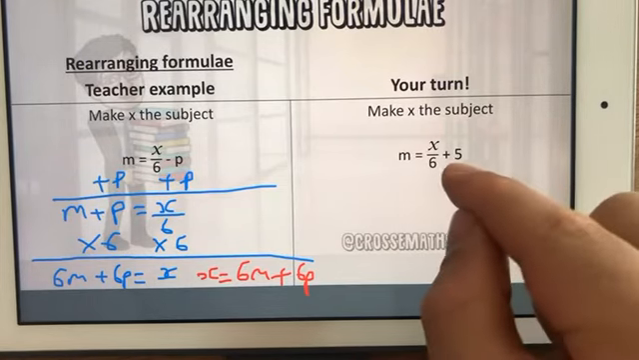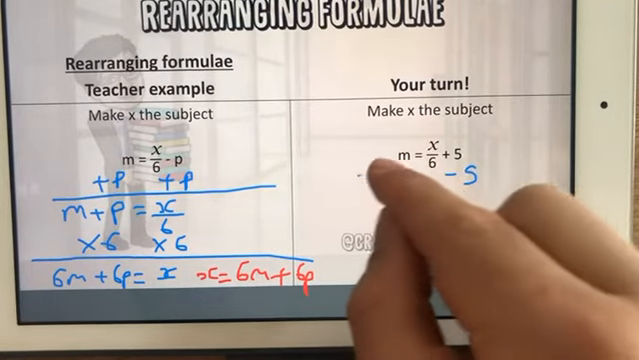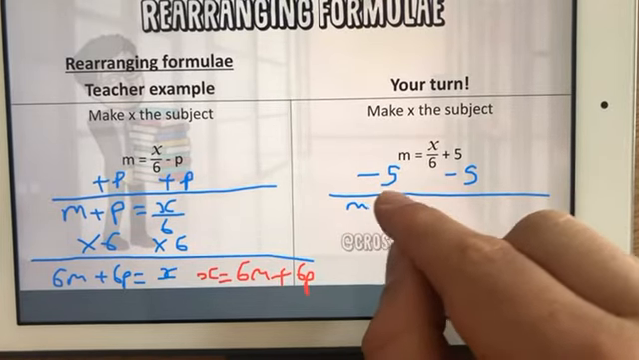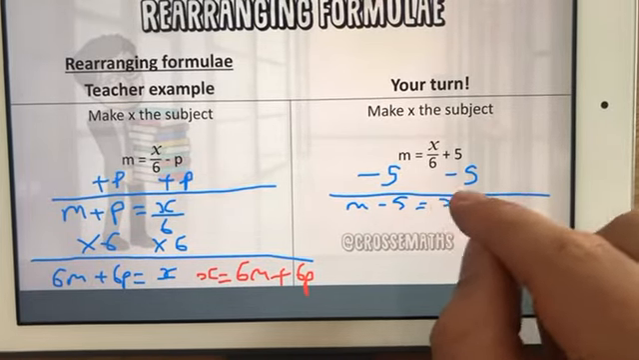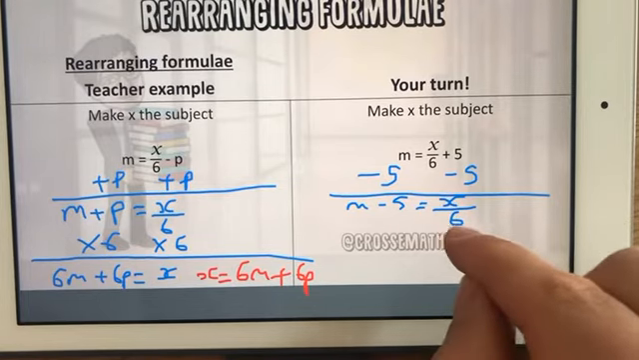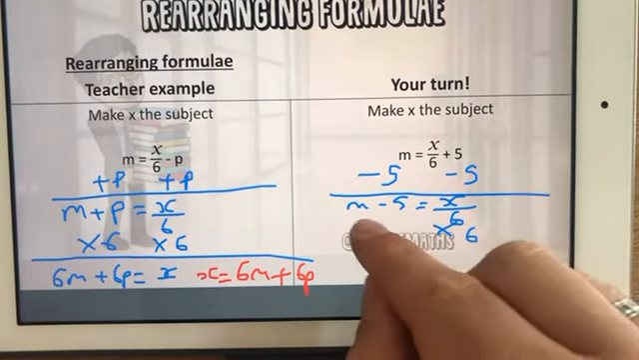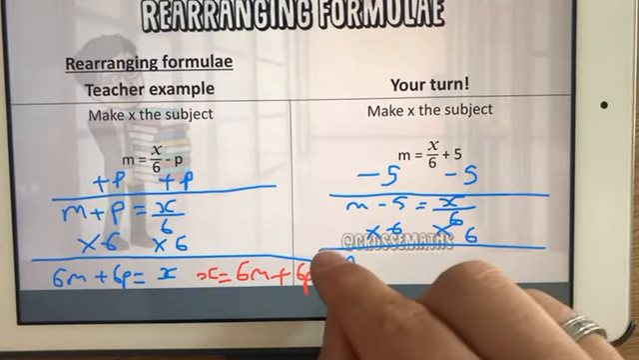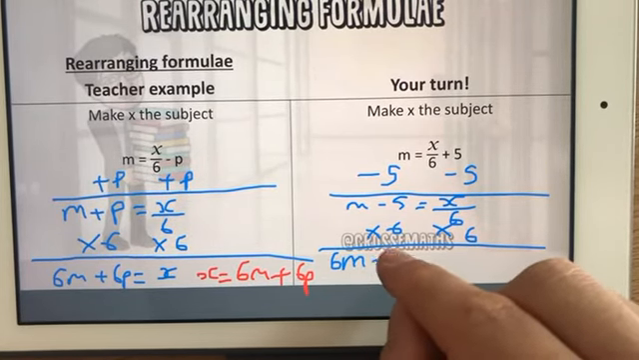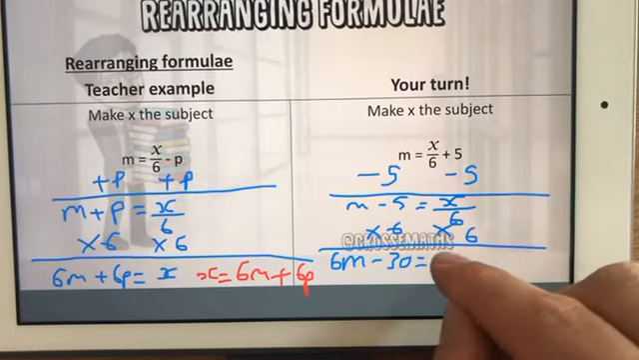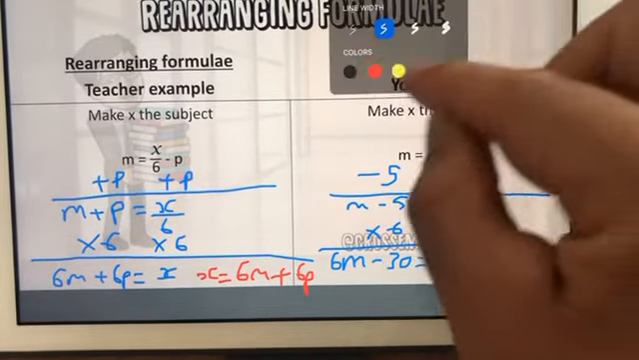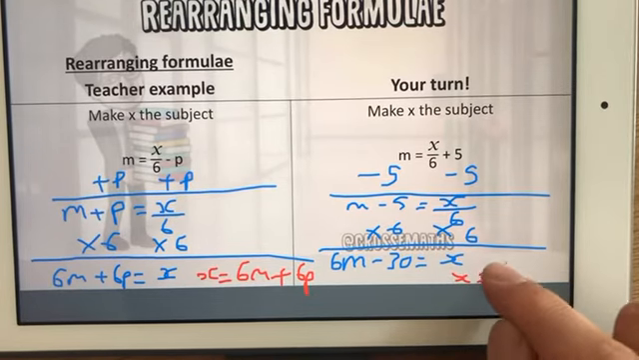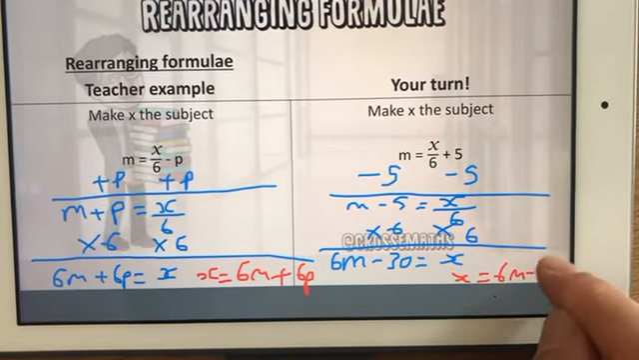Right, this one over here, I'm going to take away 5 first as my first step from both sides. And with m, take away 5 equals x over 6. Then I'm going to times through by 6 to both sides to get rid of that divide by 6. That would leave me with 6m, take away 30 equals just x on its own. So my answer, when you put the subject on the left, is x equals 6m, take away 30.